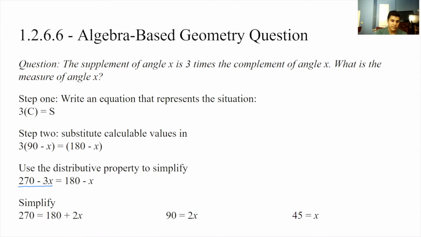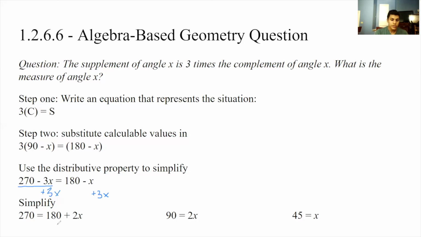So in order to get rid of the minus 3x, again, I have to do the opposite operation and add 3x to both sides of the equation. So add 3x here, and then add 3x here. On the left-hand side, 270 minus 3x plus 3x simplifies just to 270. And on the right-hand side, 180 minus x plus 3x simplifies to 180 plus 2x. So now I have this equation, 270 equals 180 plus 2x.